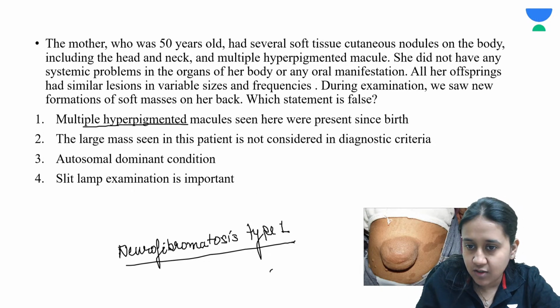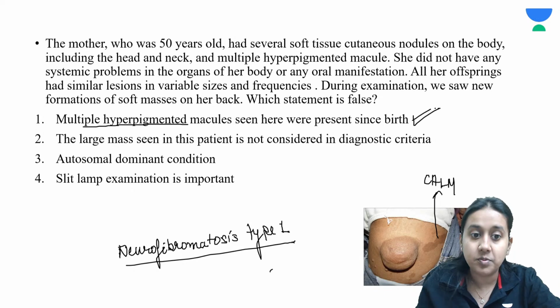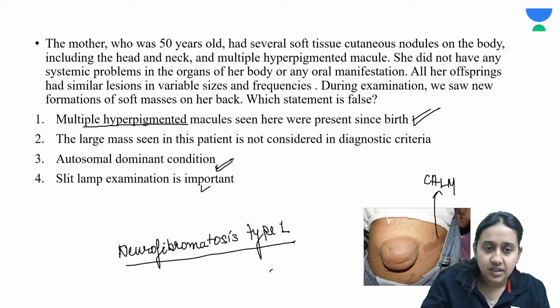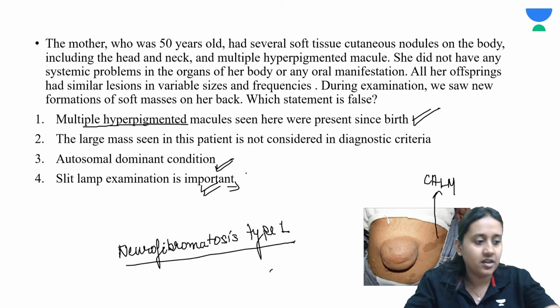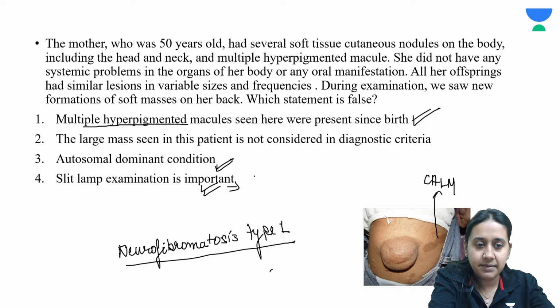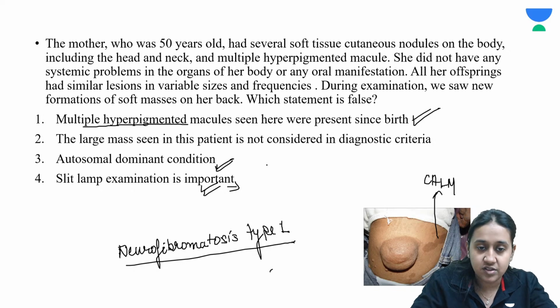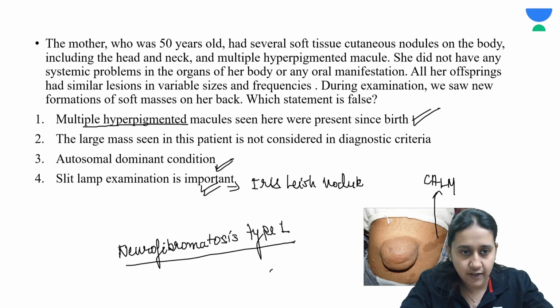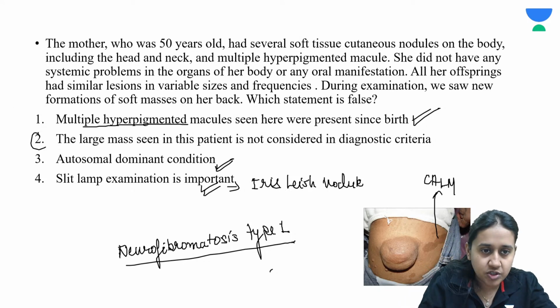The hyperpigmented macules which are present here are cafe au lait macules. They are present since birth. True. It is an autosomal dominant condition. True. Slit lamp examination is required to look for the presence of iris Lisch nodules. Okay. The only incorrect statement is option number 2.